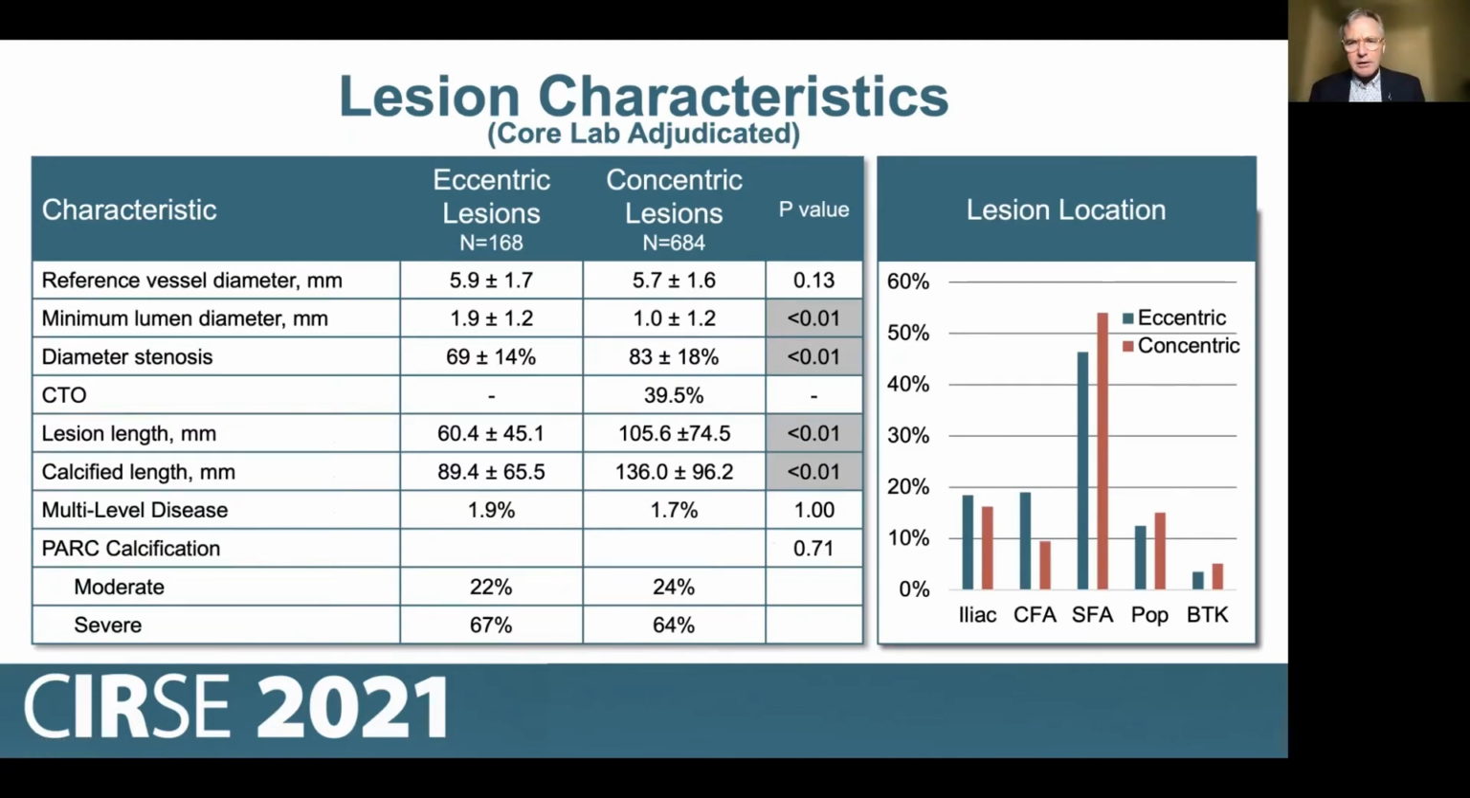Now, if we have a look at lesion characteristics, there are some interesting findings. You can see that the severity of the stenosis in the concentric group was significantly greater. Obviously, to define an eccentric lesion, it needed to be patent, so there was no incidence of chronic occlusion in that group. The lesions in the concentric group were longer, as was the calcified extent of the vessel. But interestingly, in terms of calcification severity, it was well matched.